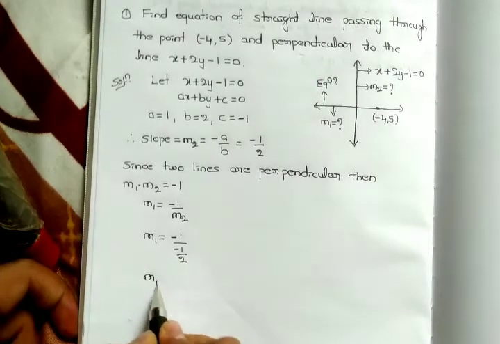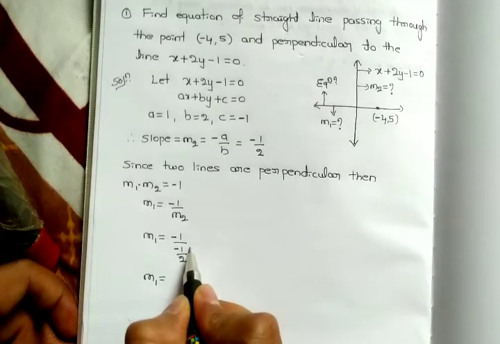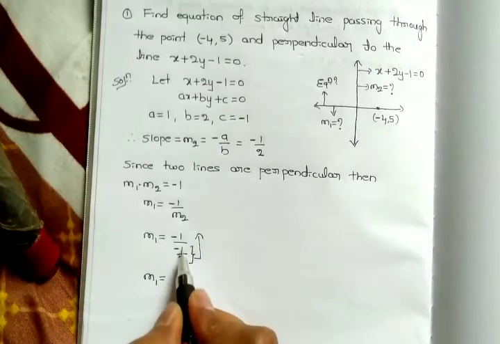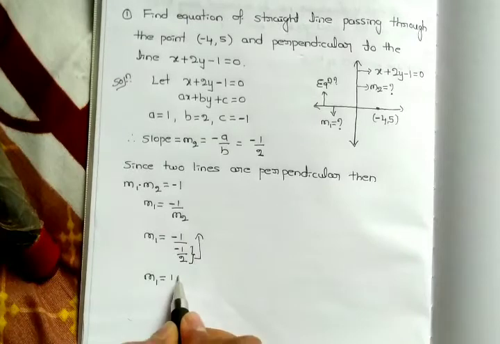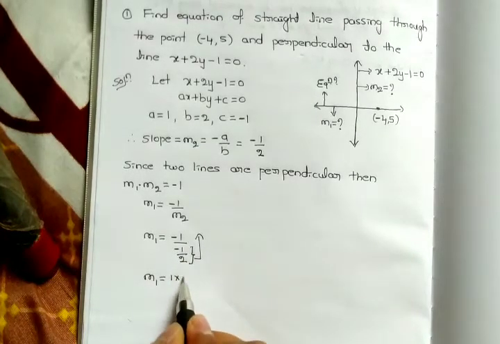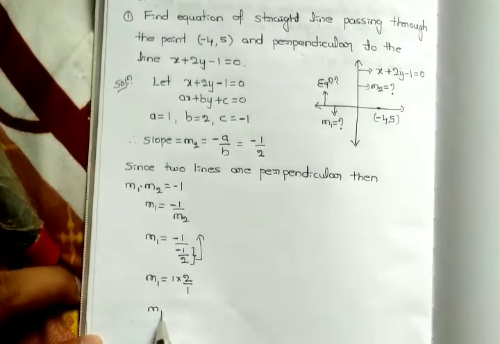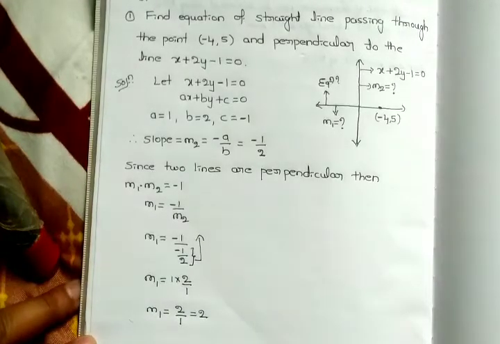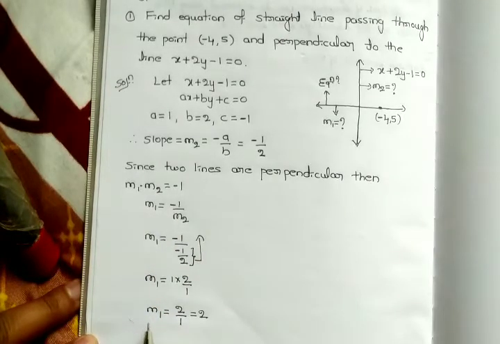Therefore m1 is equal to minus divided by minus, which is plus. In the next step take this denominator value to the numerator. When you take the denominator to the numerator, the remaining 1 into 1 by 2 becomes 2 divided by 1. Therefore you get the m1 value as 2 divided by 1, that is 2. Like this you can solve for the m1 value.